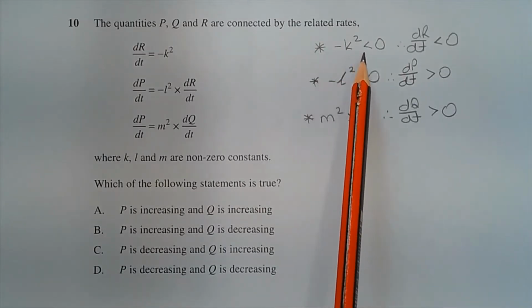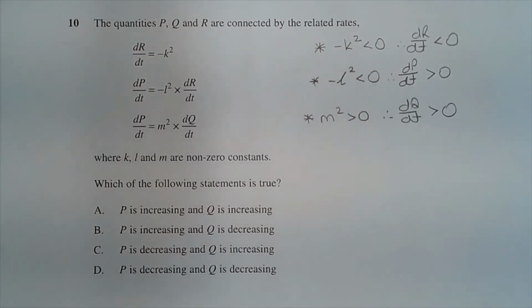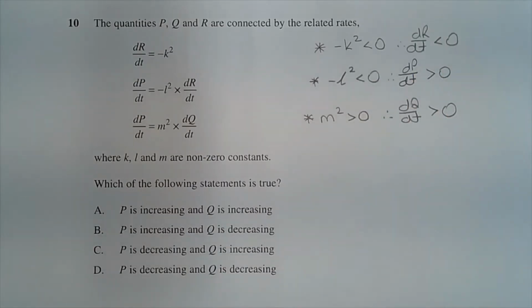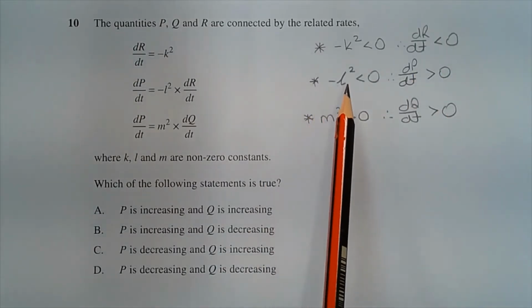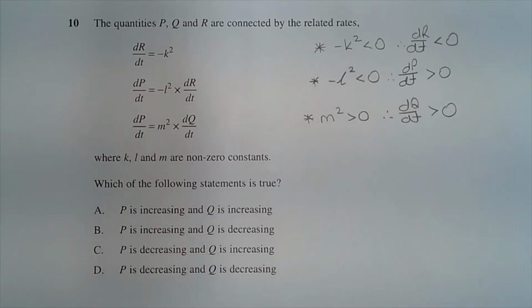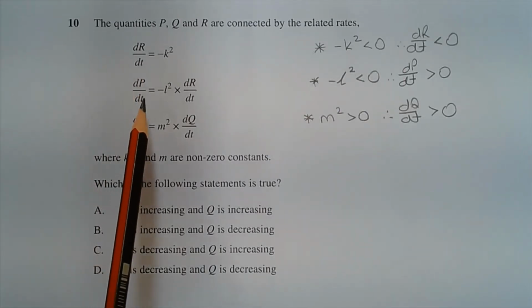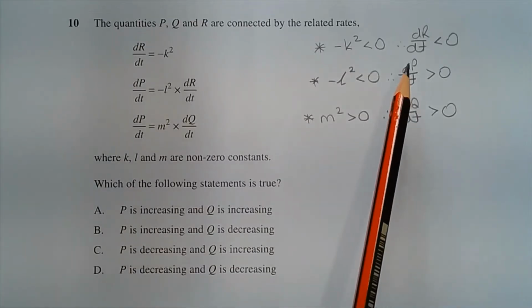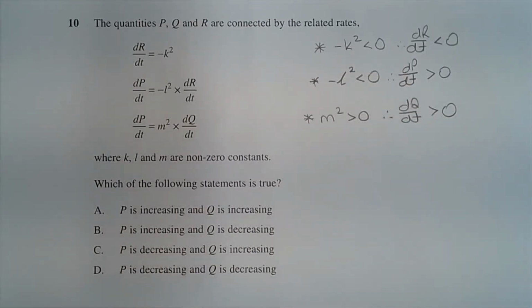Firstly, negative k squared is less than 0, since any non-zero number squared is greater than 0, and then multiplying that by negative 1 will make that negative. Therefore, dr/dt is less than 0. The next point is that negative l squared, for the same reason, is less than 0. Hence, dp/dt is equal to a negative quantity multiplied by another negative quantity, which makes dp/dt a positive quantity. So dp/dt is greater than 0.